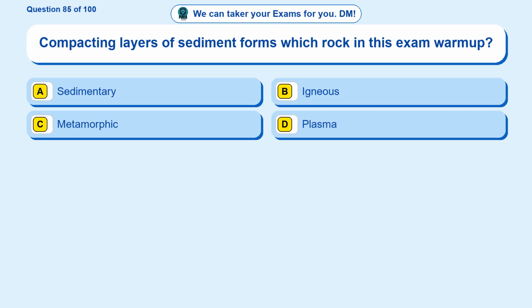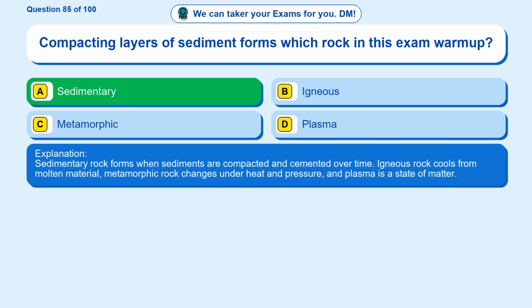Question 85. Compacting layers of sediment forms which rock in this exam warm-up? Option A, sedimentary. Option B, igneous. Option C, metamorphic. Option D, plasma. The correct answer is option A, sedimentary. Sedimentary rock forms when sediments are compacted and cemented over time. Igneous rock cools from molten material, metamorphic rock changes under heat and pressure, and plasma is a state of matter.